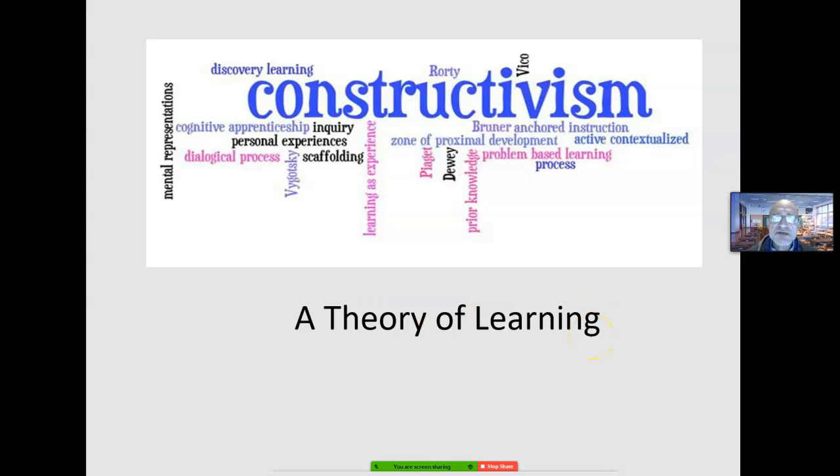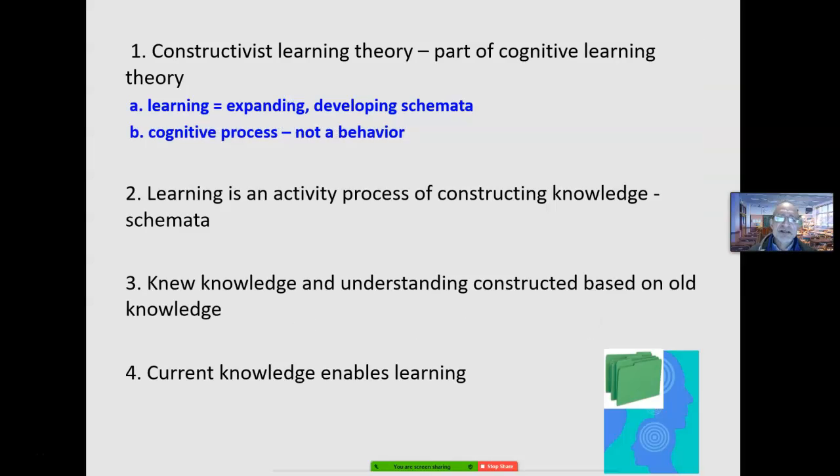Constructivism is a theory of learning. Theories explain a set of facts. It is part of cognitive learning theory, meaning that learning is not a behavior that you can observe. It happens inside the head. It's expanding schemata, developing new schemata, rearranging the file folder in your head.